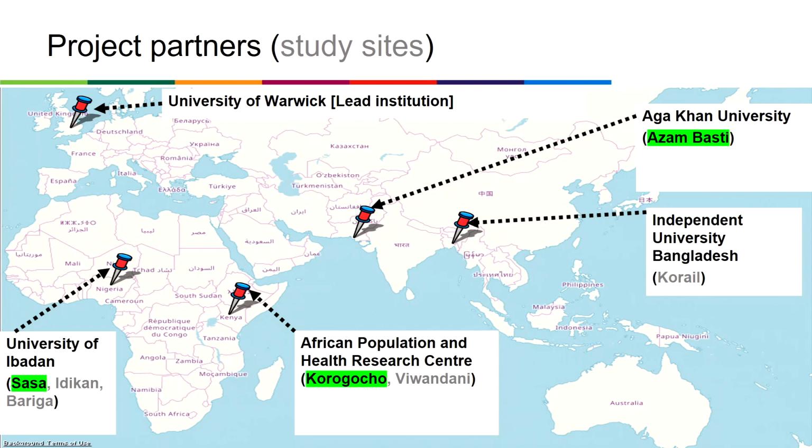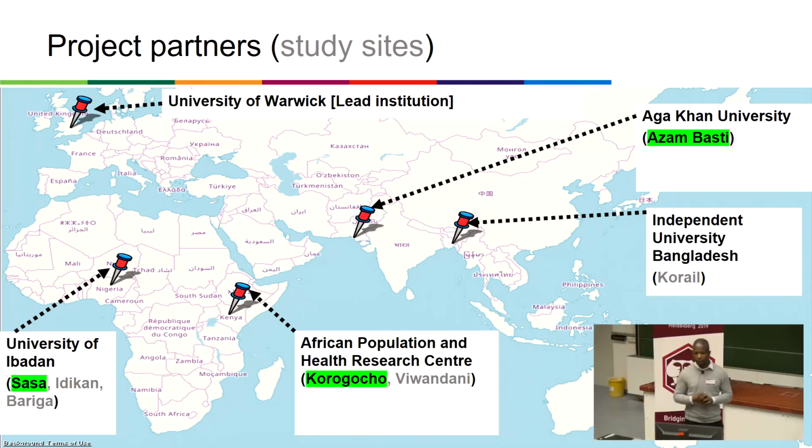For the project partners, University of Warwick is the lead institution. In Africa, we're working with University of Ibadan in Nigeria, and in Kenya with African Population and Health Research Center. In Asia, we're working with Aga Khan University in Pakistan, and in Bangladesh with Independent University, Bangladesh. There are about 7 slums we are studying, but for this presentation I've highlighted those for which I'm going to show results: Shasha in Nigeria, Korogocho in Kenya, and Azambasti in Pakistan.